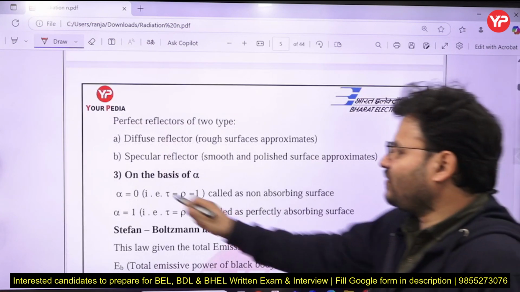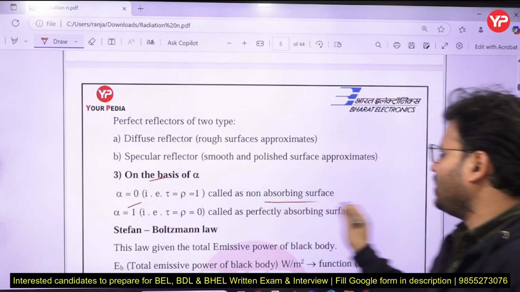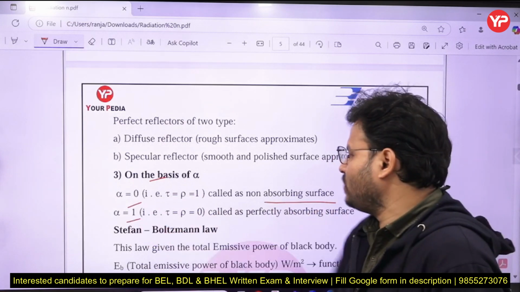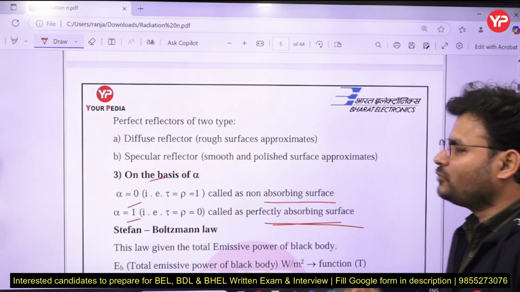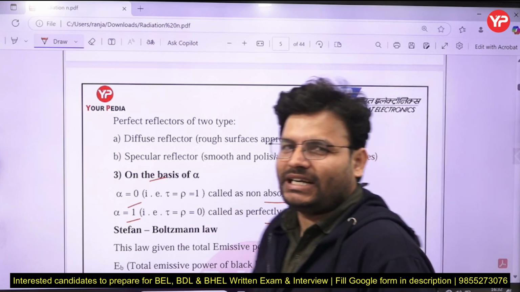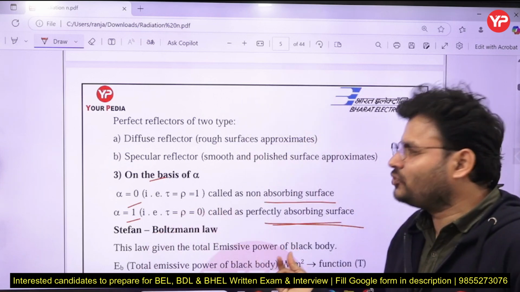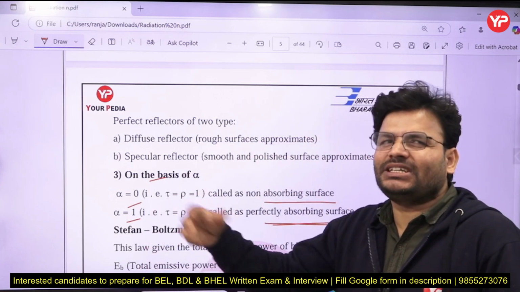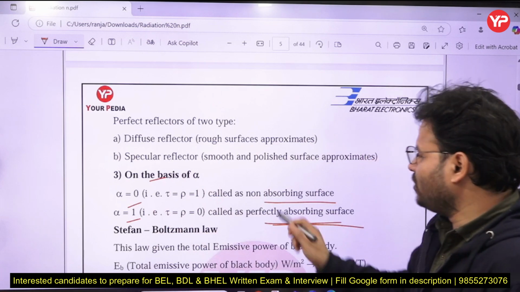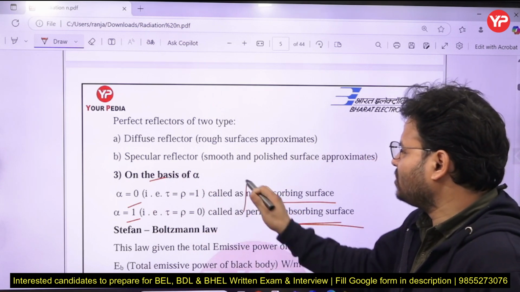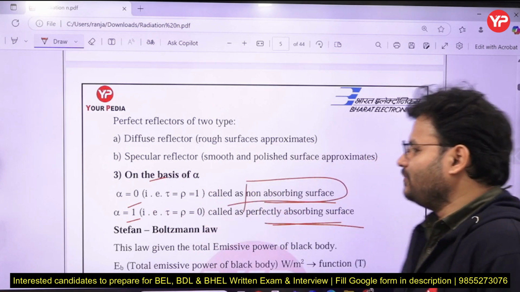Now on the basis of alpha, if alpha is 0, it is called a non-absorbing surface. If alpha is 1, this is called a perfectly absorbing surface. That means whatever incident radiation is coming, totally is going to be absorbed by that. If alpha is 0, it means nothing is going to be absorbed, then it will be called a non-absorbing surface, because nothing is going to be absorbed.